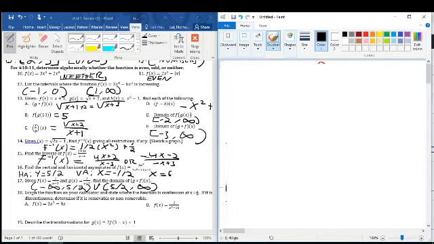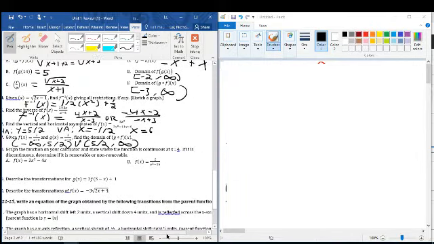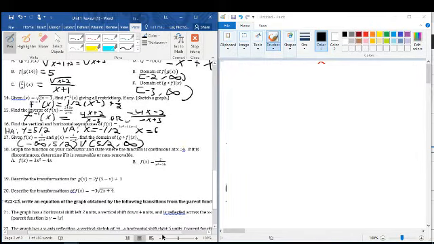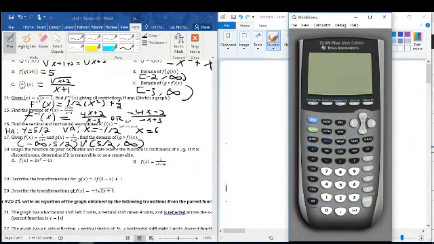For 18, you graph the function on a calculator and say whether the function is continuous at x equals 4. If it is discontinuous, determine if it's removable or not removable. So let's do the first one.